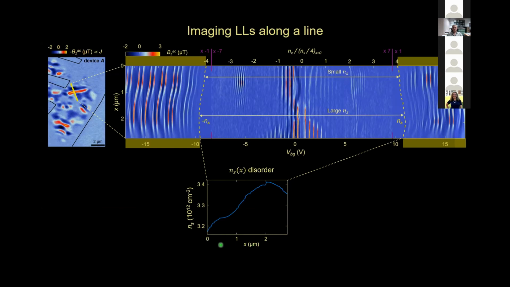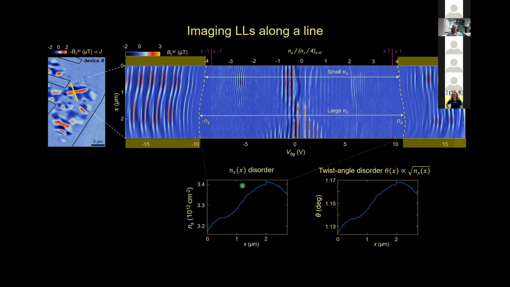And this is what is given here. So this is ns as a function of position over about 3 microns. And we see that ns varies by about 10%. So this is ns disorder. And we can directly extract from this the local twist angle, since it's proportional to the square root of ns. So if ns changes by 10%, theta changes here by 5%, from about 1.12 to about 1.17 over 3 microns. So this is twist angle disorder along this particular line in this image.